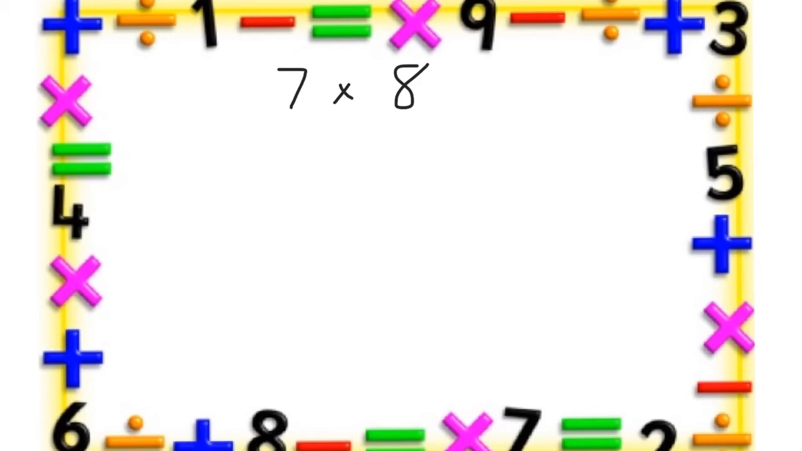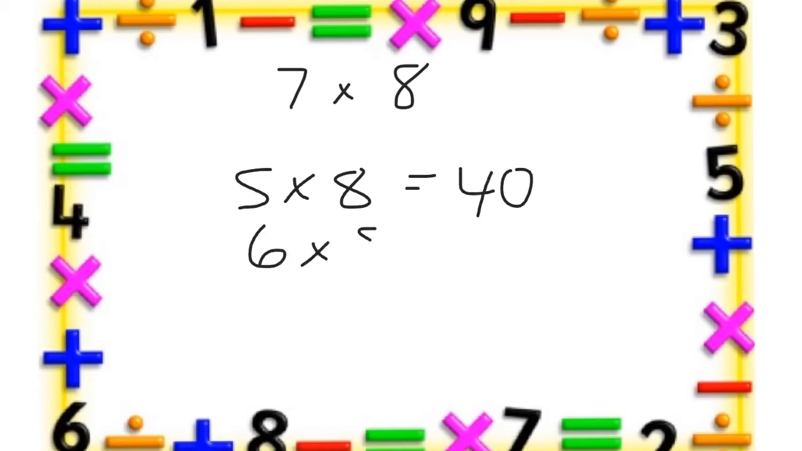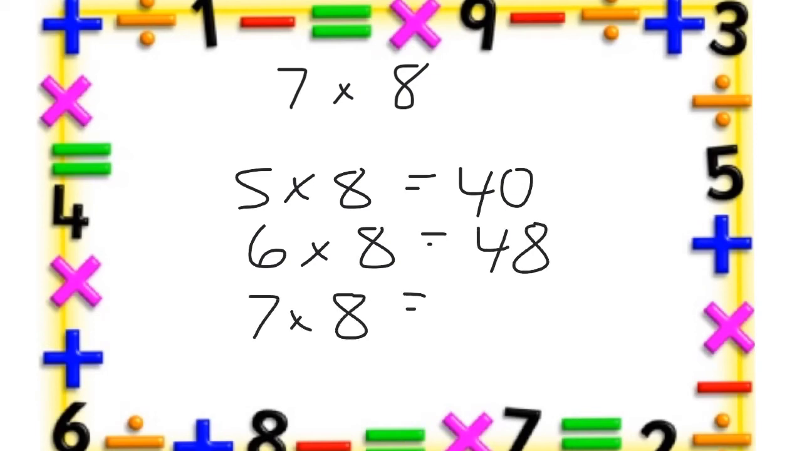I can solve facts by adding even more than one group if I need to. Let's say I'm stuck on 7 times 8. Well, I might think to myself, well, I know 5 times 8. That's 40. Therefore, I know 6 times 8. That's another group of 8. That's 48. And so 7 times 8 is that 7th group of 8, adding 8 more to 48, which is 56.